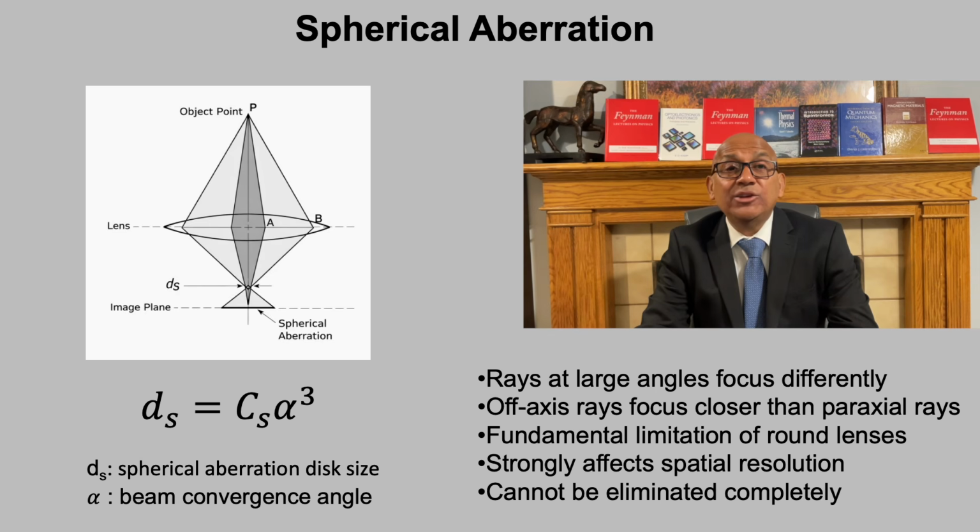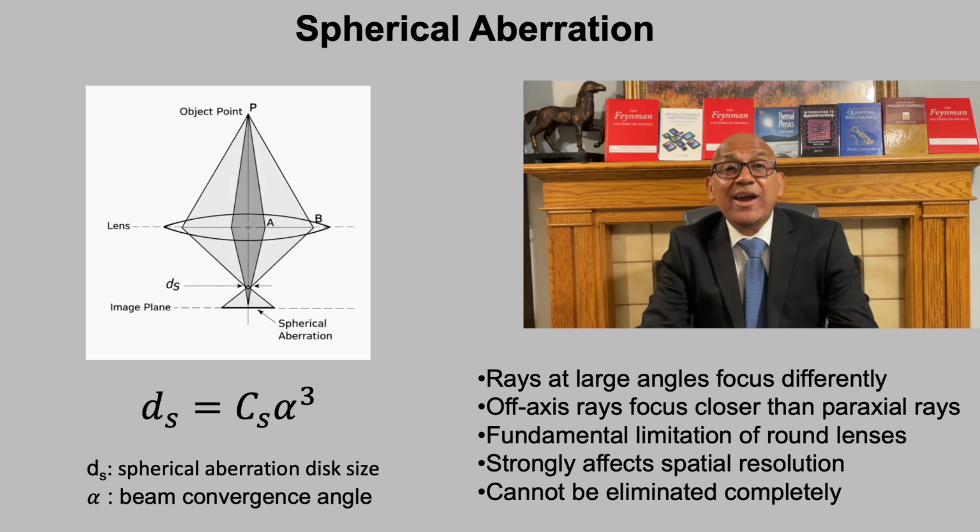Importantly, the size of this blur depends very strongly on the angular spread of the electron beam. The larger the beam convergence angle, the larger the spherical aberration disk becomes. In fact, the blur size increases with the cube of the convergence angle. This means that even a modest increase in beam angle leads to a very large increase in spherical aberration.